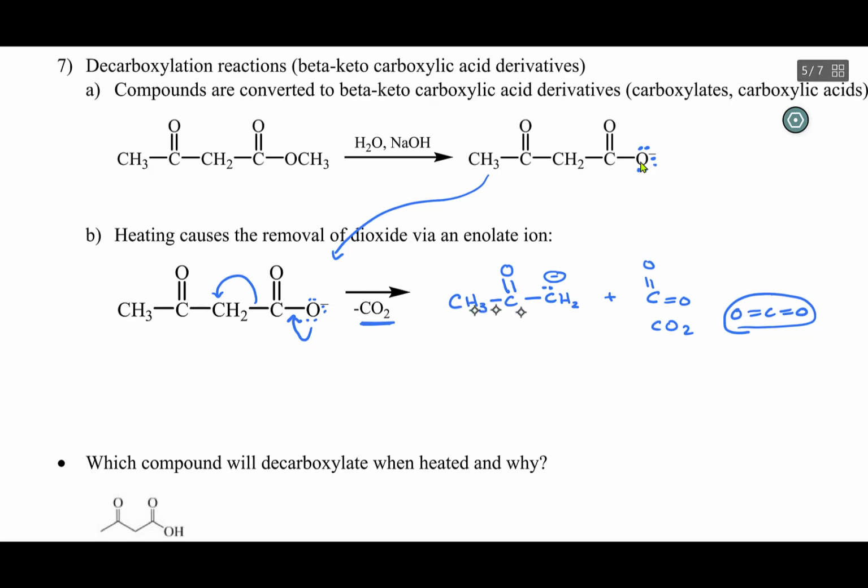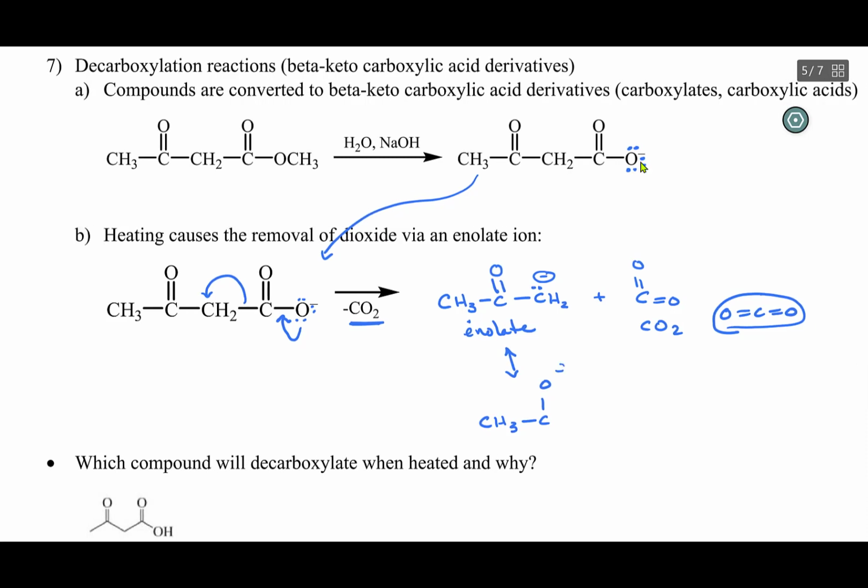So decarboxylation can very easily be done if you have a beta keto carboxylic acid, because this is an enolate, and it's in resonance with this, and the resonance gives it stability. Again, the negative charge likes being on the oxygen because the oxygen is more electronegative, but we won't talk about that too much more.